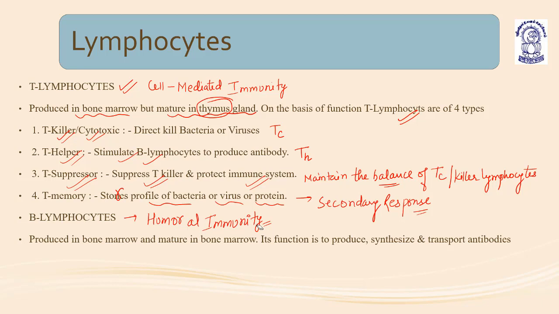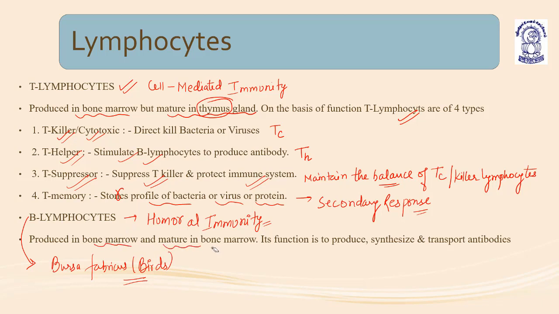Okay, so T lymphocytes and B lymphocytes. B lymphocytes, the word B is basically taken from Bursa fabricius, in case of birds. The B lymphocytes are produced in bone marrow and they mature in bone marrow.